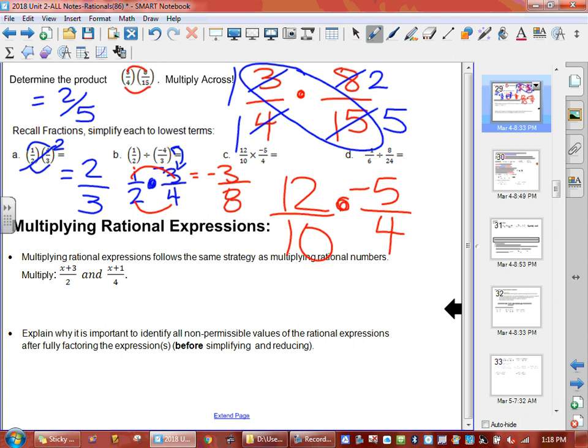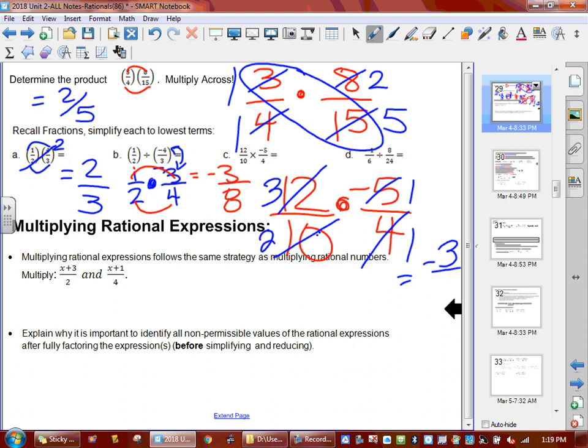Okay, so you have 12 over 10 times 5 over 4. Is there anything we can cross-cancel here? Yes. So 12 divides by 4 3 times. 4 divides by itself once. 10 will divide by 5 twice. 5 divides by himself once. Now, this guy's got a negative, so we've got 3 times -1 to give us a -3. And on the bottom, we have 2 times 1. Okay? So for letter C, we should get this guy.